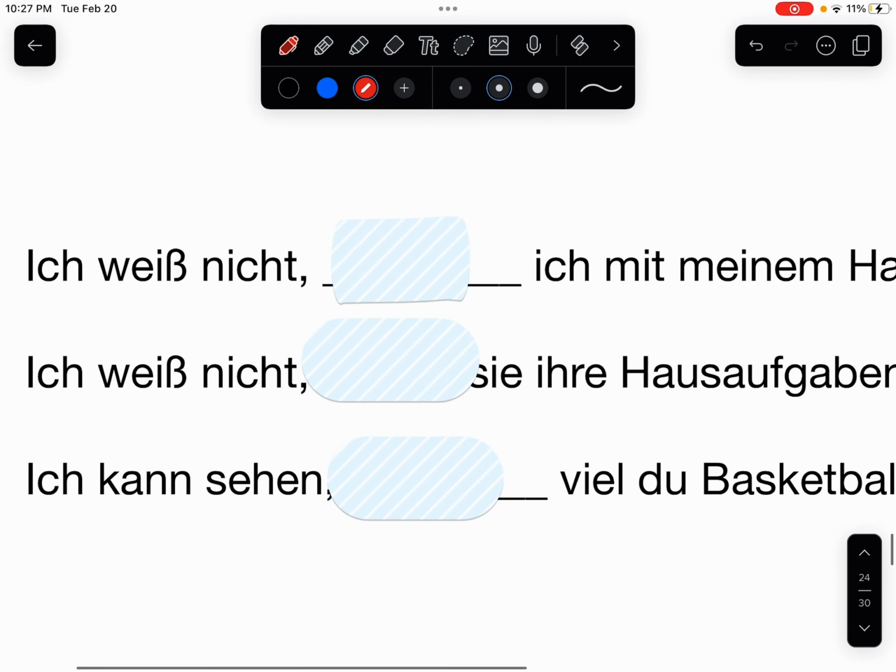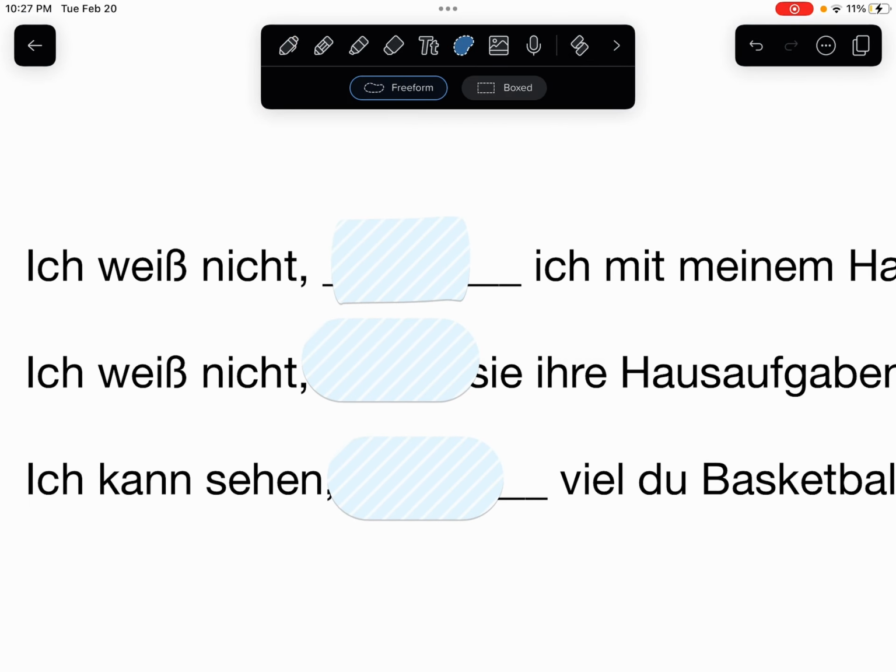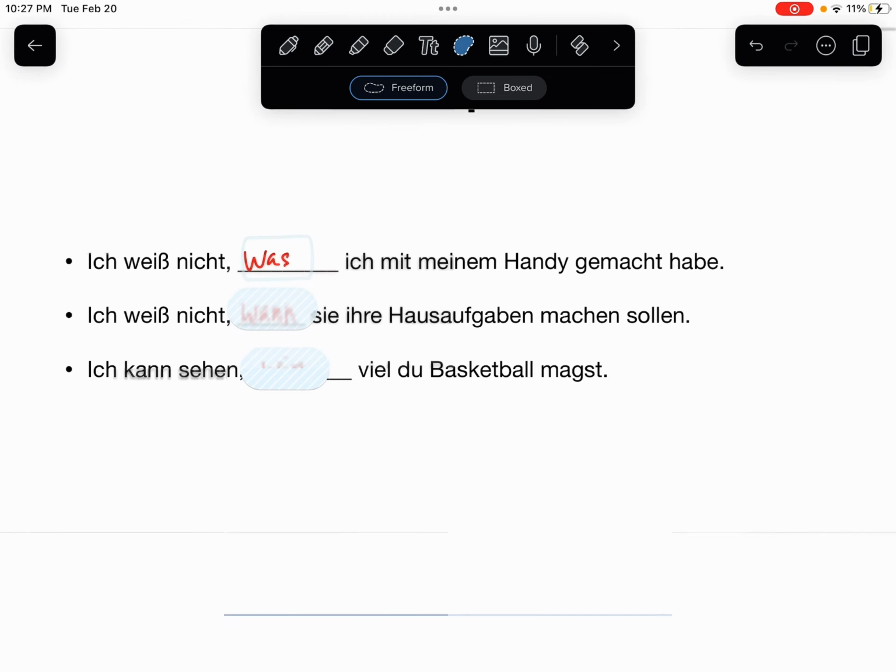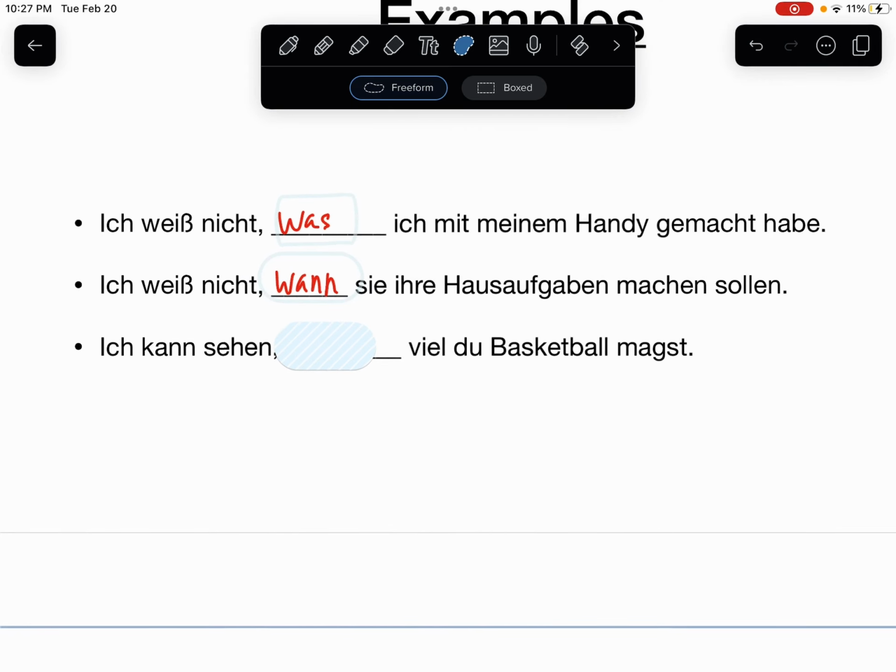Some examples. Ich weiß nicht, was ich mit meinem Handy gemacht habe. I don't know what I did with my phone. Number 2. Ich weiß nicht, wann Sie Ihre Hausaufgaben machen sollen. I don't know when you should do your homework. And number 3. Ich kann sehen, wie viel du Basketball magst.